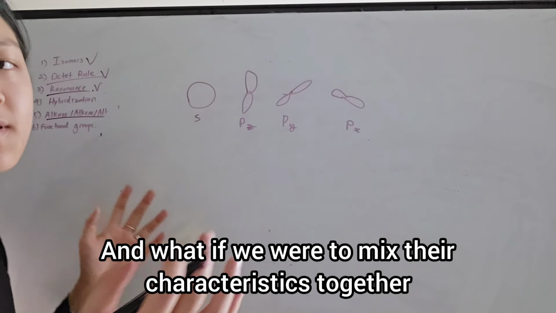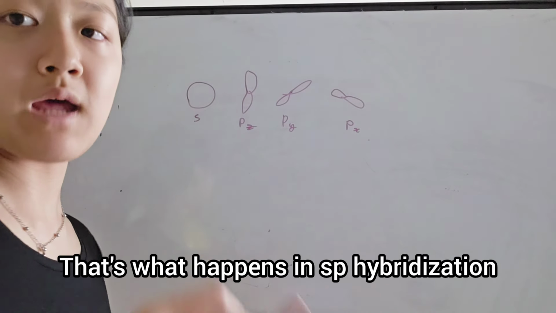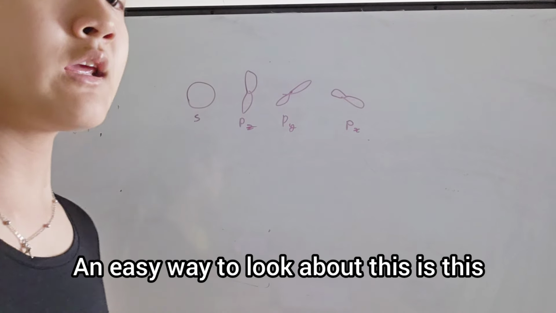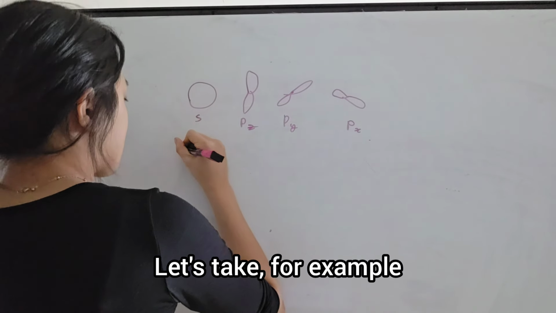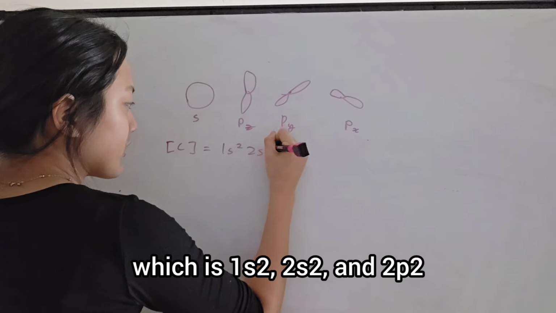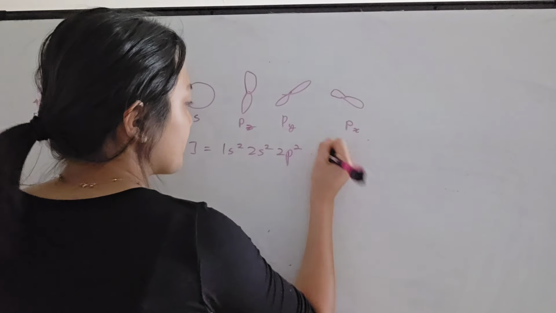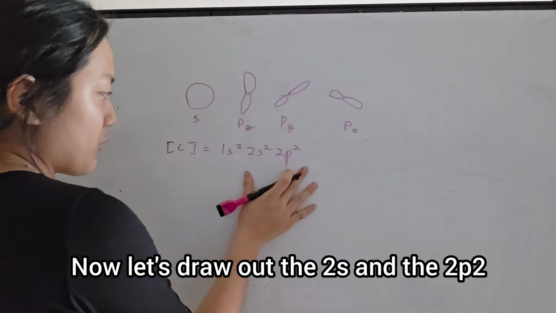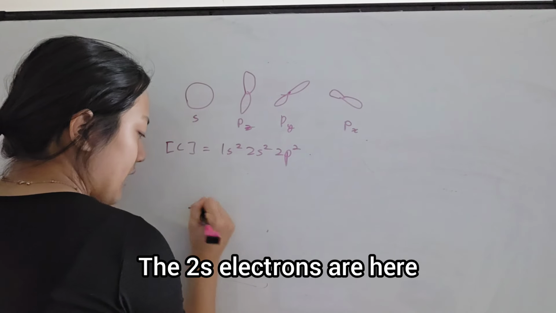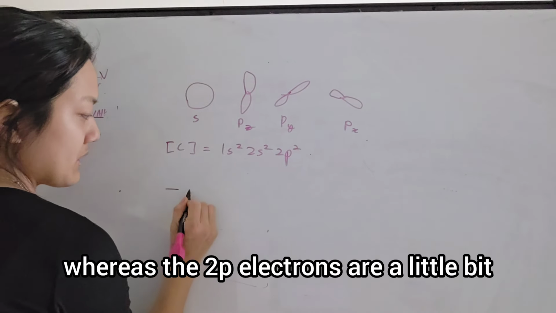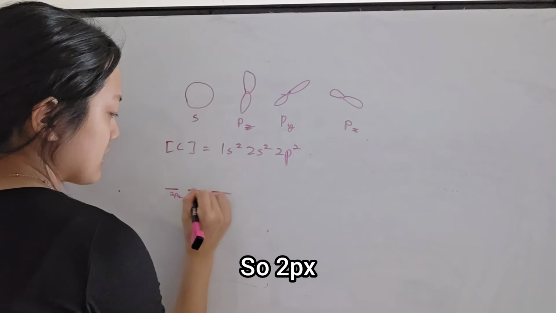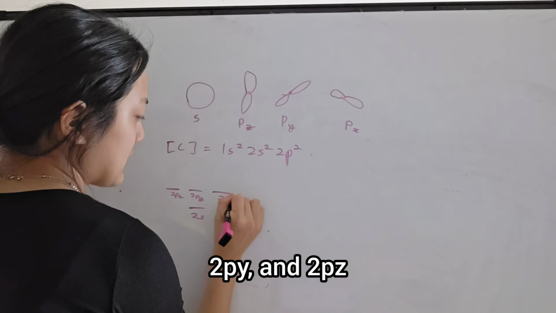And what if we were to mix their characteristics together? That's what happens in sp hybridization, or sp2 hybridization, or sp3 hybridization. An easy way to look at this is this. Let's take, for example, a carbon atom, and let's take its electron configuration, which is 1s2, 2s2, and 2p2. Now, let's draw out the 2s and the 2p. The 2s electrons are here, whereas the 2p electrons are a little bit higher in energy than the s orbitals. So 2px, 2py, and 2pz.